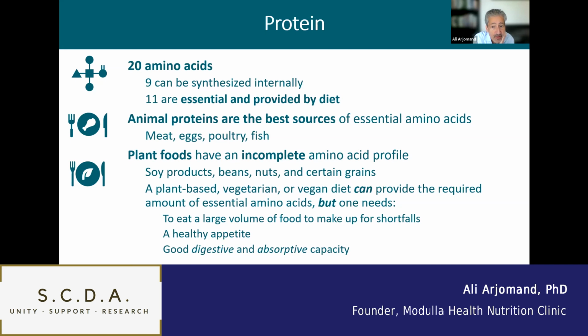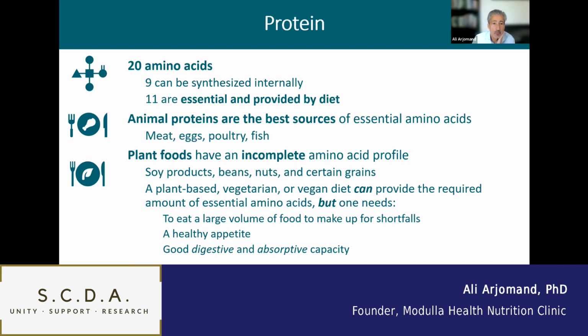Now, a vegetarian or a vegan can get all the essential amino acids they need. They just need to eat a lot of their food. So they need to eat large volume of these vegan foods or vegetarian foods. They need to have a healthy appetite, and they need to have a really good, healthy gut, right? Good digestive capacity, good absorptive capacity, so that they can make up for the shortfall of some amino acids in some plants, so that eventually when they eat enough of it, they'll get to where they need to go.